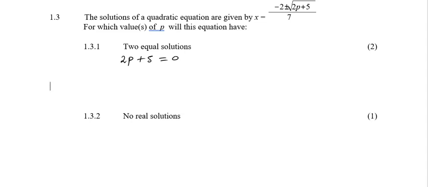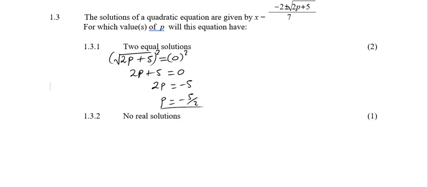So that we'll have equal solutions. Or you can put a square, it's okay, but you can get rid of the square root sign by squaring, and then your 2p plus 5 will exactly equal 0. Then 2p, transposing 5 to the right hand side, is minus 5, and then p is minus 5 over 2.